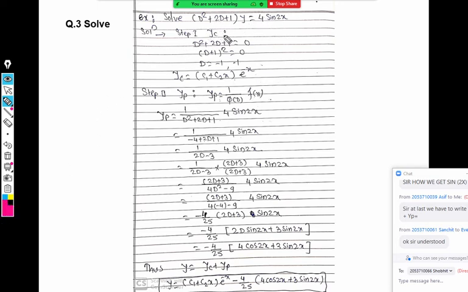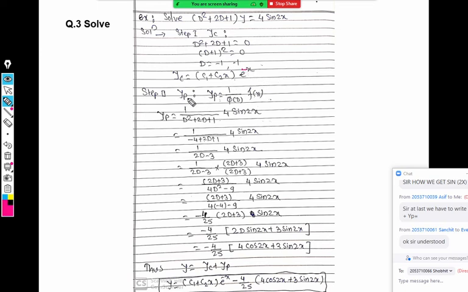Step 1, we should calculate yc. To get yc, d square plus 2d plus 1 equal to 0. That is equated to 0. That is the auxiliary equation. And we get minus 1, minus 1 is a root, which is a repeated root. So for a repeated root, we have yc in this fashion. That is (c1 plus c2x) e raised to minus x. Okay, here is the minus sign.